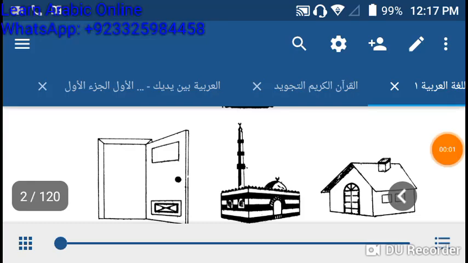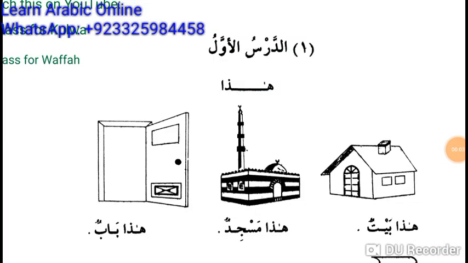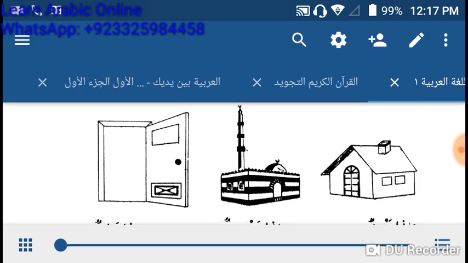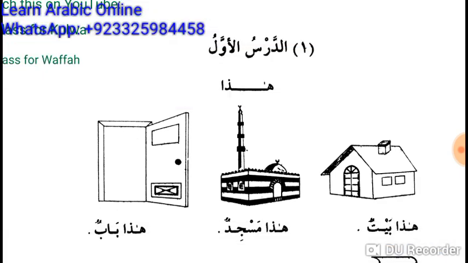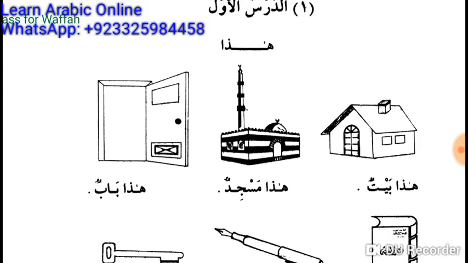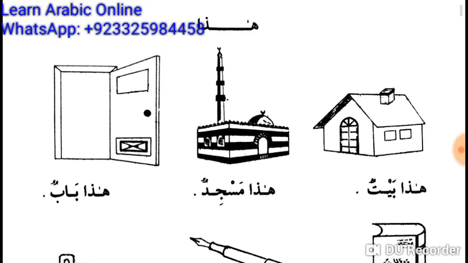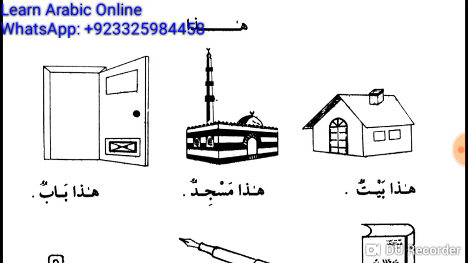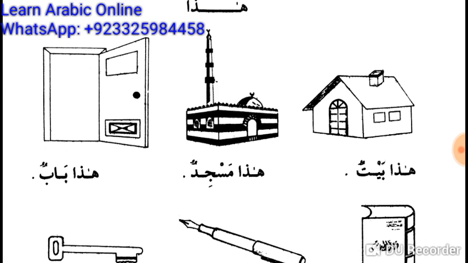Bismillah ar-Rahman ar-Rahim. Today we are going to start this book, Duroos Al Arabiyyah, page number 2 on the PDF, Dars Ul Awwal, first lesson, and the name of this lesson is Haza. Haza means this, and Haza is used only for masculine things. So, you have already watched the video, so start reading and translating it.